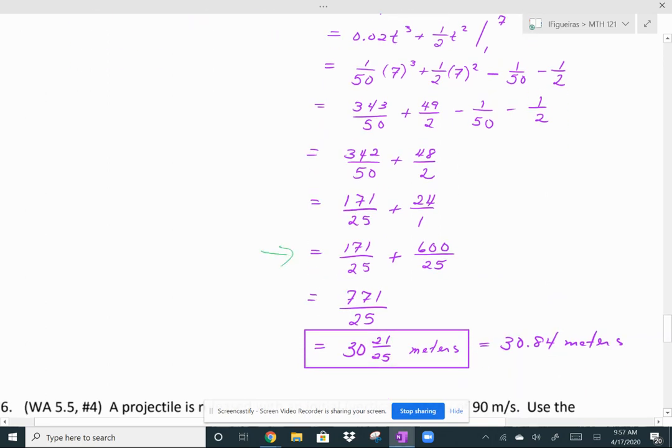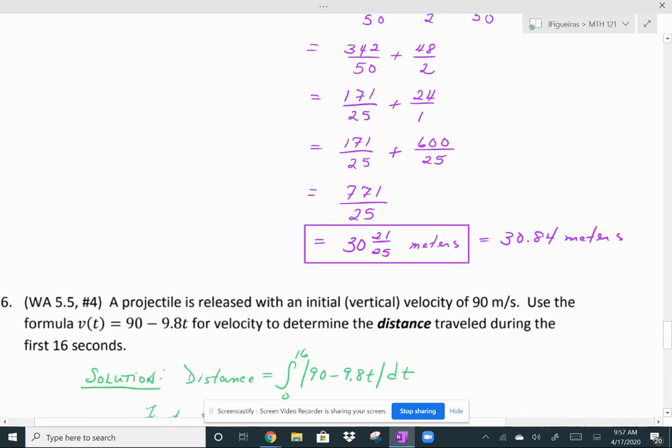Now you're ready to add your numerators, so you get 771 over 25, which, rewritten as a mixed number, is 30 and 21/25 meters. As a decimal, that's 30.84 meters, and that's your displacement. Okay, here's another one.